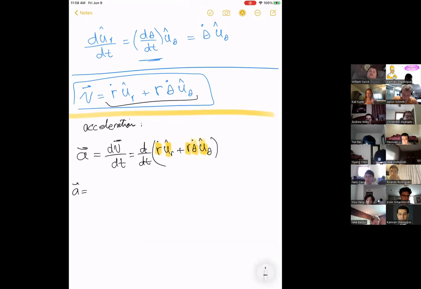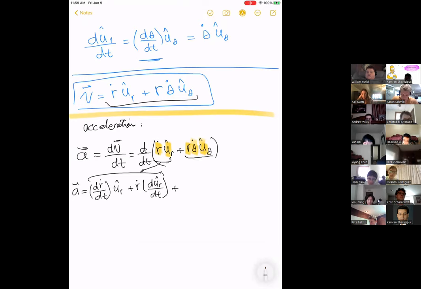A is gonna be d(r dot)/dt times ur plus r dot dur/dt, and all these things go for this term. Then this is gonna create three terms: r dot theta dot u theta, plus r, let's just put it this way, dr/dt theta dot u theta plus r d(theta dot)/dt u theta plus r theta dot du theta/dt, right?